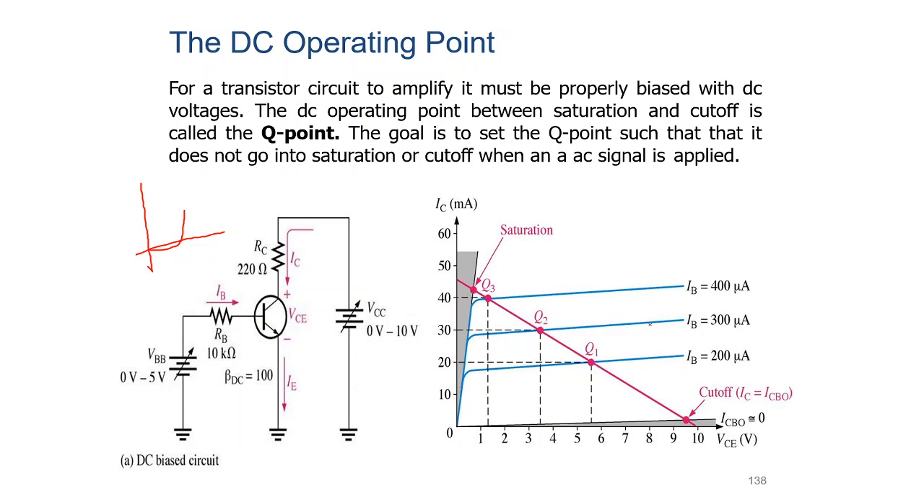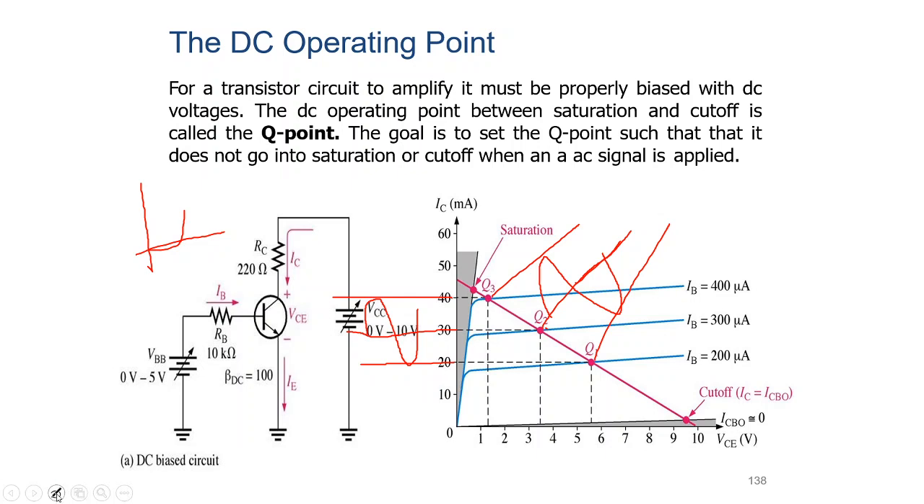The Q point should be chosen at the midpoint. If we give the input like this and I choose this midpoint, when I give the input signal, it is able to produce the output in a proper way, without any clipping, and with more output voltage it is able to generate a proper sinusoidal output.